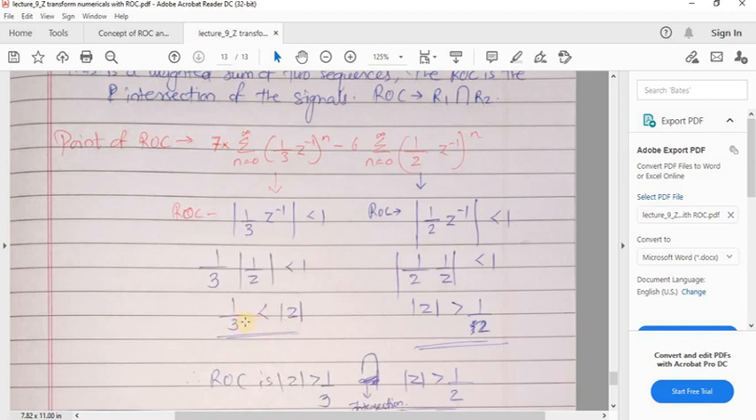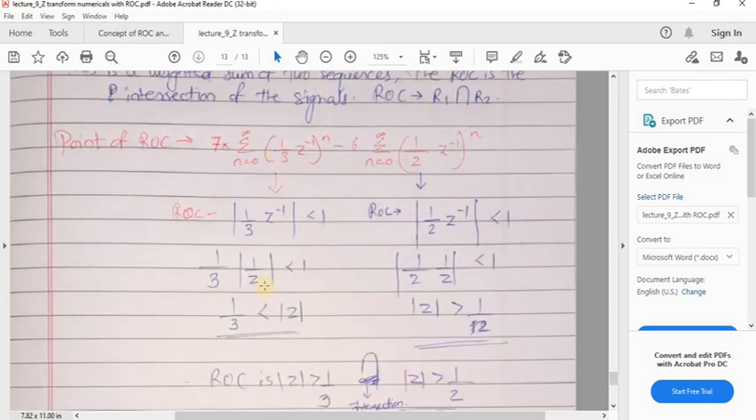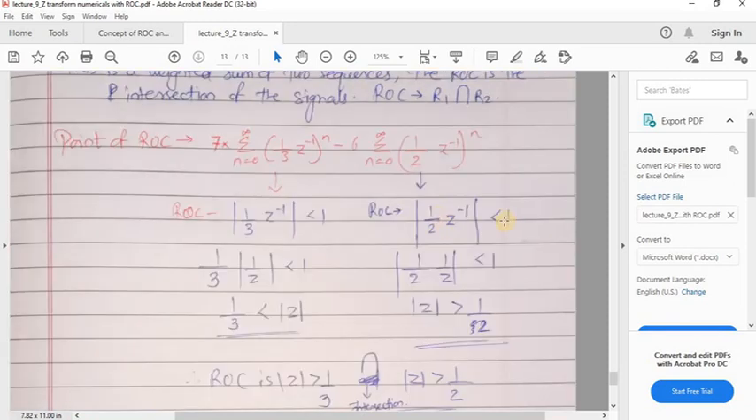It is coming greater because it is a right-handed sequence. This sequence is a right-handed sequence. Both sequences are right-handed. Second one, R2. Mod of this term less than 1. Take 1 upon 2 outside. Z inverse will become 1 upon Z less than 1. So cross multiply Z with 1. Mod of Z is greater than 1 upon 2. In both the ROCs, Z is greater.